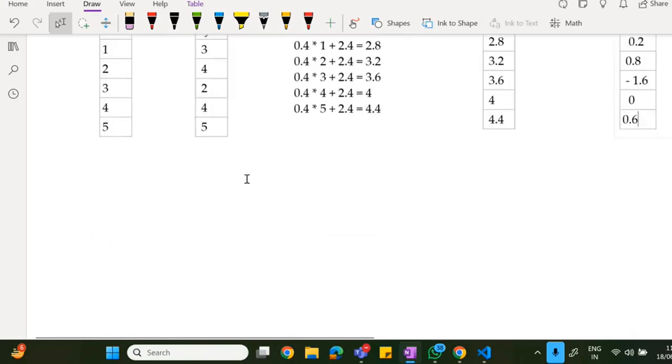Again, these are the errors for individual values. Calculating the error for individual values. How did you calculate the error? That is y minus y hat. This is the way we will do it.